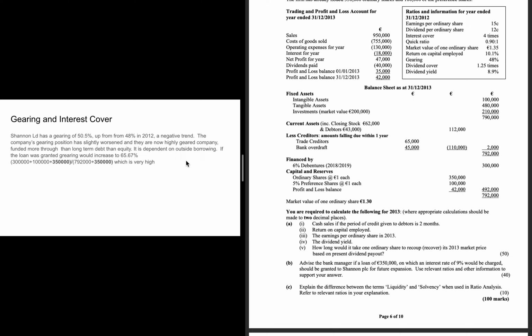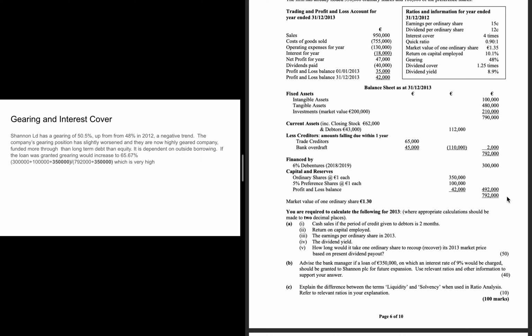Now, next job, you show what the gearing will be afterwards. This is a loan for the company. It's not a loan for someone investing in the company. So it's important. In the last question, we had a fella borrowing money to buy shares. That doesn't affect gearing. That's his own position. But if in this case the company is borrowing money, well, their debentures or their loans, their long-term debt will go up by 350,000. So presently it's 300 plus 100. There's another 350 to be added in.